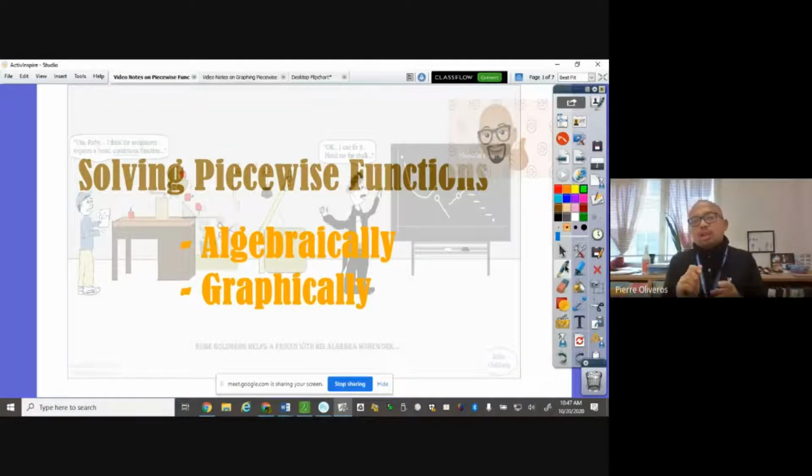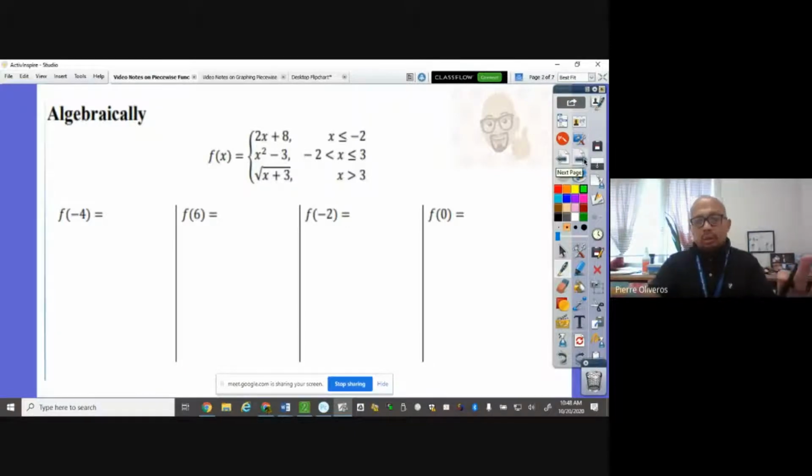Today we're going to learn how to solve piecewise functions algebraically and graphically. When we say piecewise function, from the word piecewise, there are various pieces that are put together, and these pieces are called functions. It could be constant, linear, absolute value function, and many more. You put them together with their respective intervals. All right, let's solve it now.